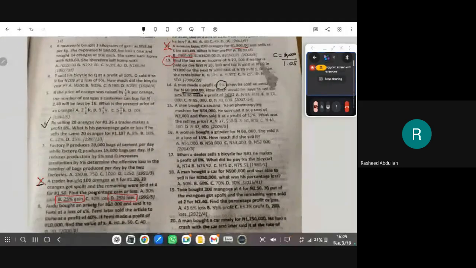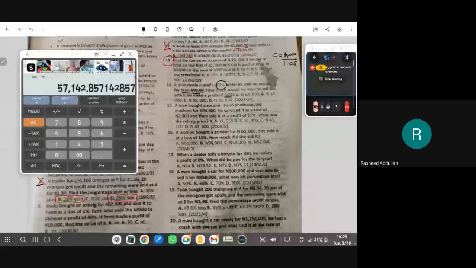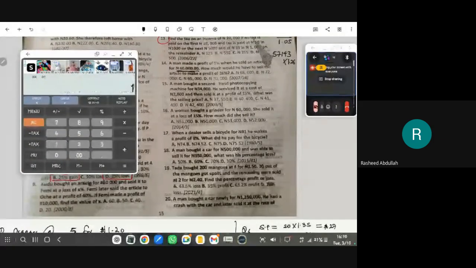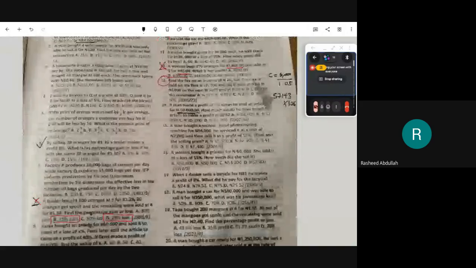So the cost price is actually 57,143. That's the cost price. Now, the question says, how much would he have to sell the article to make a profit of this? So he's selling at a profit of 26%. We have to make the profit 26%. That's the selling price now. The question is asking us for the selling price. So what do we do? This multiplied by 1.26. Can you see? Very simple question. Times 1.26 gives 72,000. That's the answer. B.